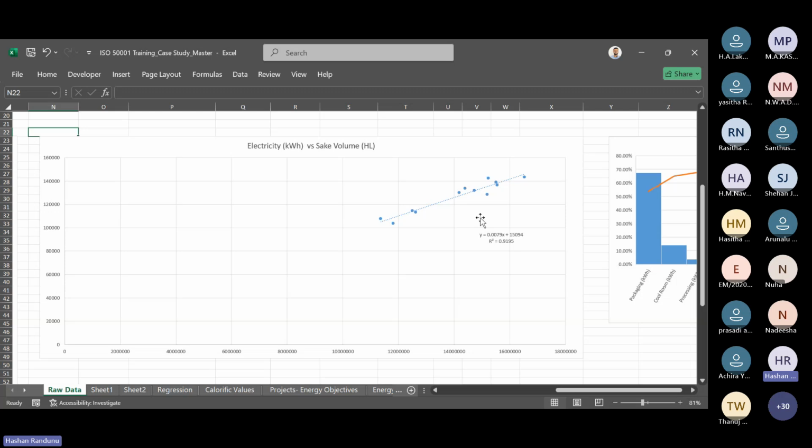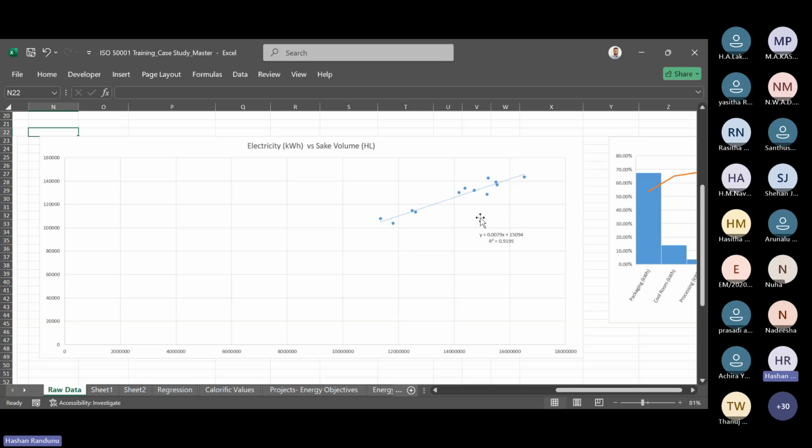So there is a risk. If you have failed to identify the proper energy performance indicators, then you will definitely not be able to report your energy performance to the management. If your energy performance indicator is wrong, then the effort you have put into the projects and the money you have invested in the projects will not be reflected in your energy performance.